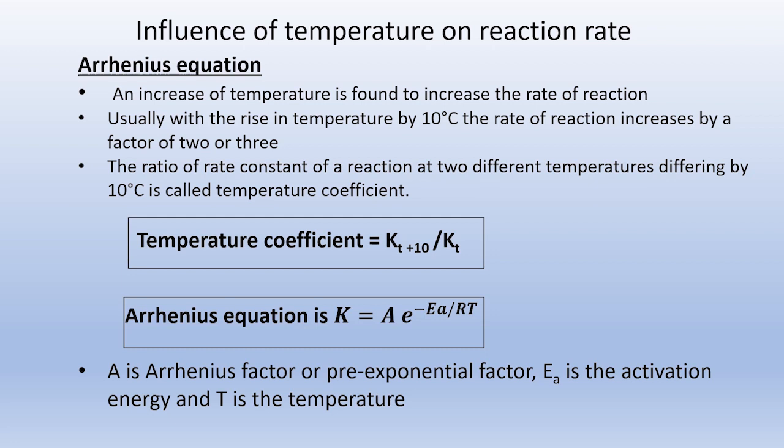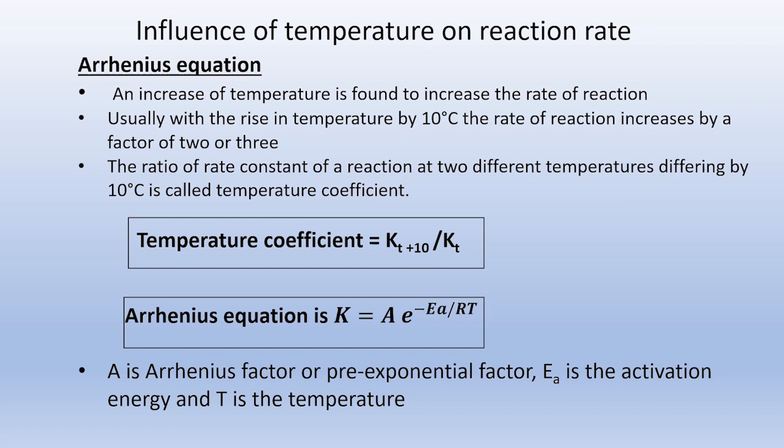For example, you can conduct a reaction at 25 degrees and measure the rate constant as K1, and the same reaction you can conduct at a temperature of 35 degrees and that rate constant be K2. Then the ratio of K2 by K1 is called the temperature coefficient.